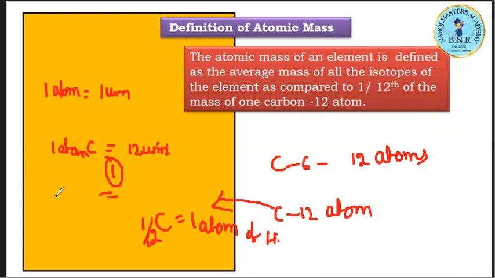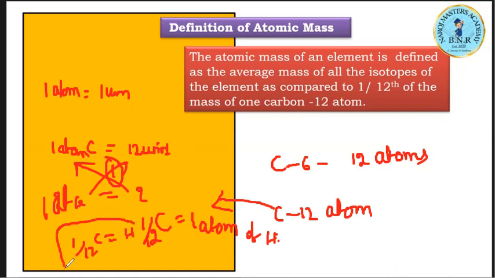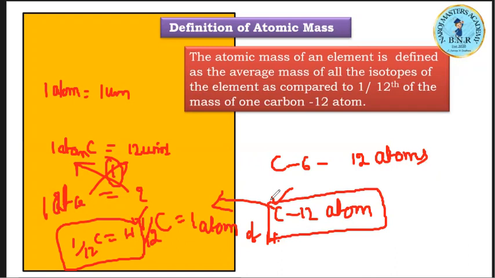Then, if you want to find how many units are equal to one atom of hydrogen, simply do the cross multiplication, and you will get it very simply. So 1 by 12th of carbon is equal to hydrogen. If you want to find the relative mass of hydrogen with the help of the carbon atom, it is universally accepted that the atomic mass of carbon is 12. Is it clear? A very, very important point.